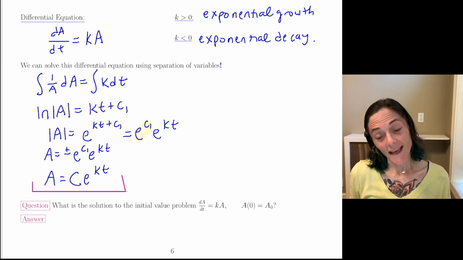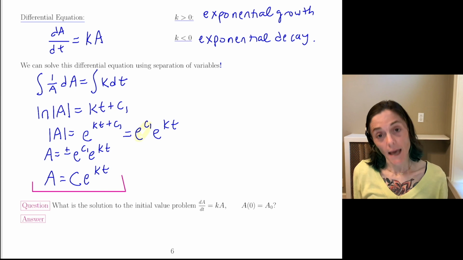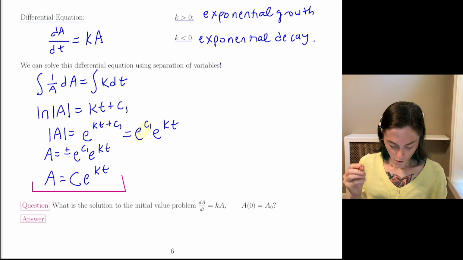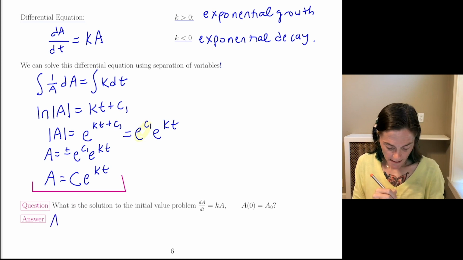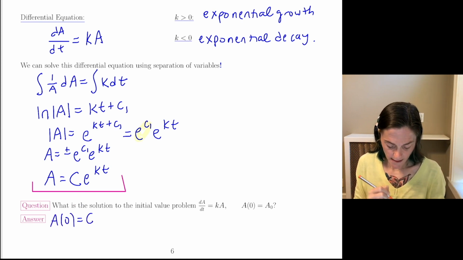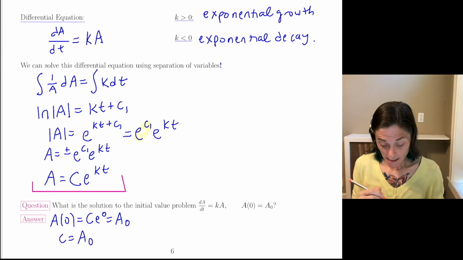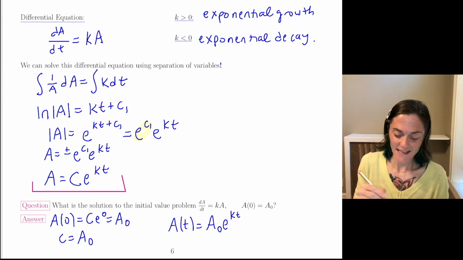Now just a question and we can answer. What is the solution to the initial value problem dA dt is kA and A of 0 is some amount, A0? Well, we know it has this form. And then if you evaluate, we have the constant times e to the 0, which is 1. This is supposed to be A0. And so you see we get the constant is this initial amount. So my answer is A of t equals A0 e to the kt. This is the answer here.